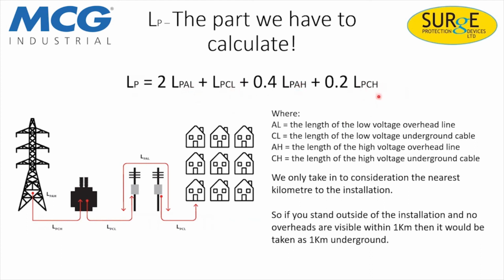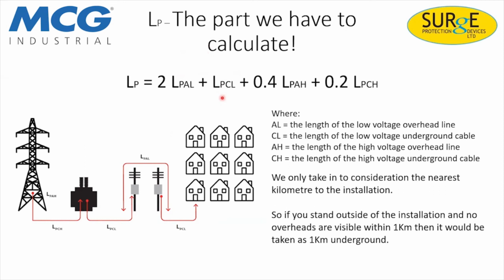Now we only have to take into consideration the nearest kilometre to the installation, so nearest 1,000 metres. Now most installations you're going to work with won't have high voltage within 1,000 metres. There are some that are, but most of them won't. So for most installations, you've actually only got to consider half of that equation. Now, if you stand outside of the installation you're working at and you can't see any overheads, then it's 1 kilometre underground. So your LP then would actually equal 1.